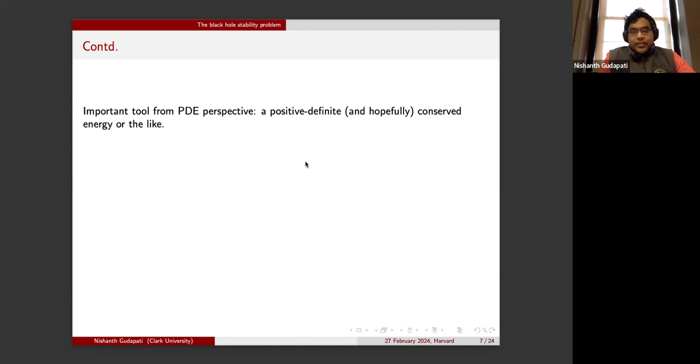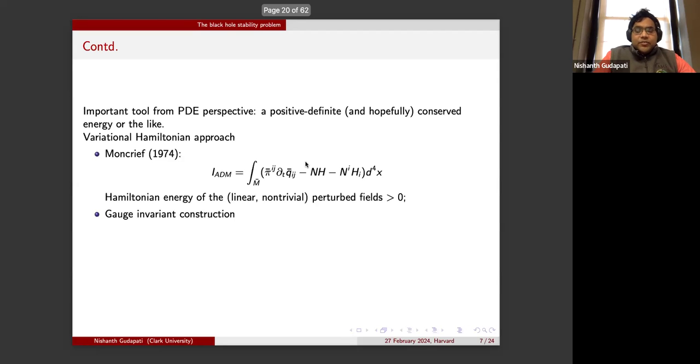Many results, including results based on micro-local analysis and harmonic analysis, and so on and so forth, are also based on positive definite and conserved energy, including even the Lyapunov methods, and so on and so forth. All of them are strongly based on having a positive definite energy as a tool to start with. Okay, so I think most of you will agree with that.